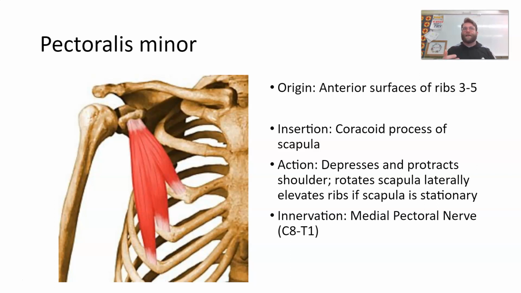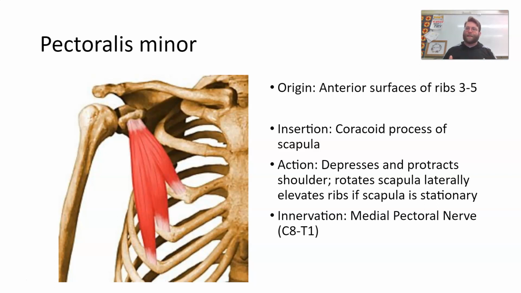We're not going to see it on a human, it's not a superficial muscle, unlike on the cat where you do see it and it is a very superficial muscle. But for the pectoralis minor, it's going to originate on the surfaces of ribs 3, 4, and 5. Right? And it's a small muscle that goes up to the coracoid process of the scapula.